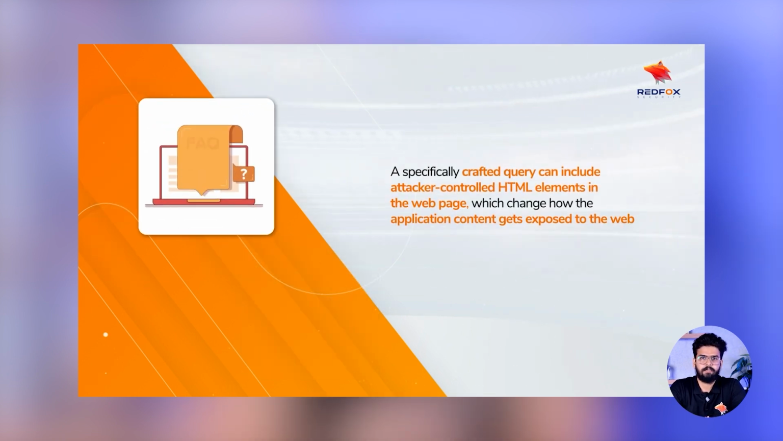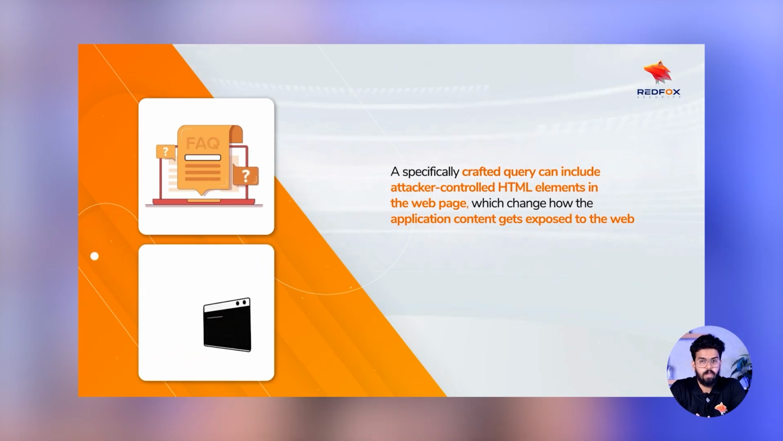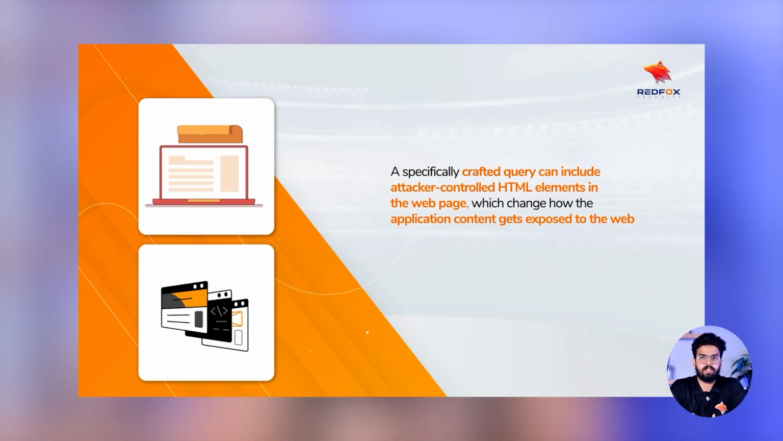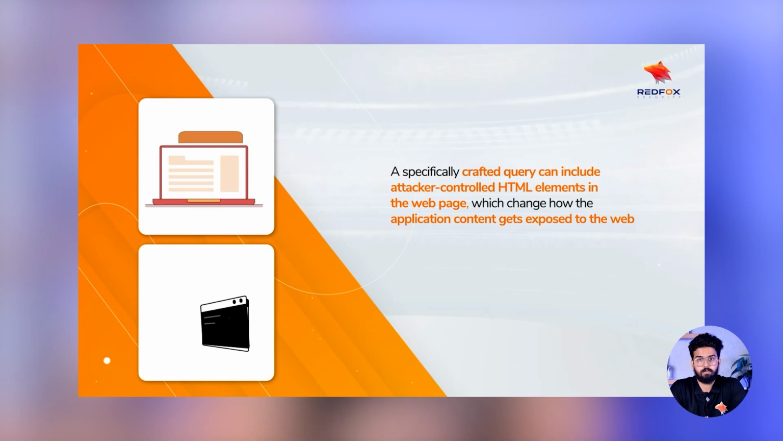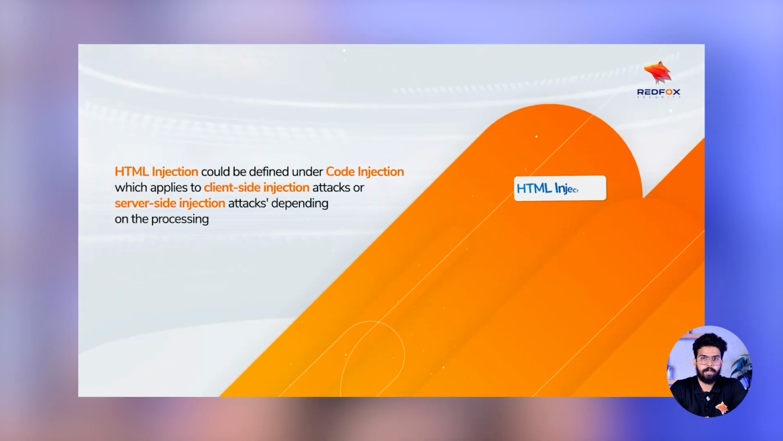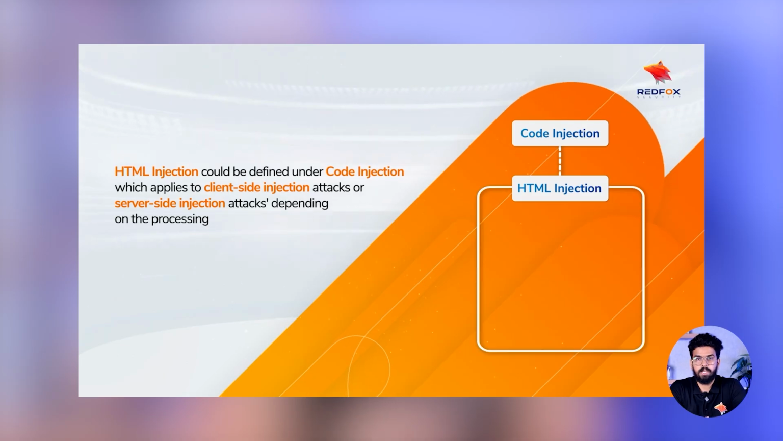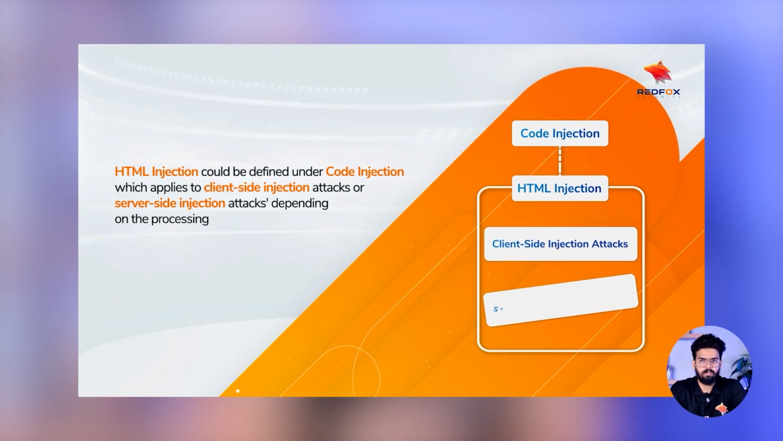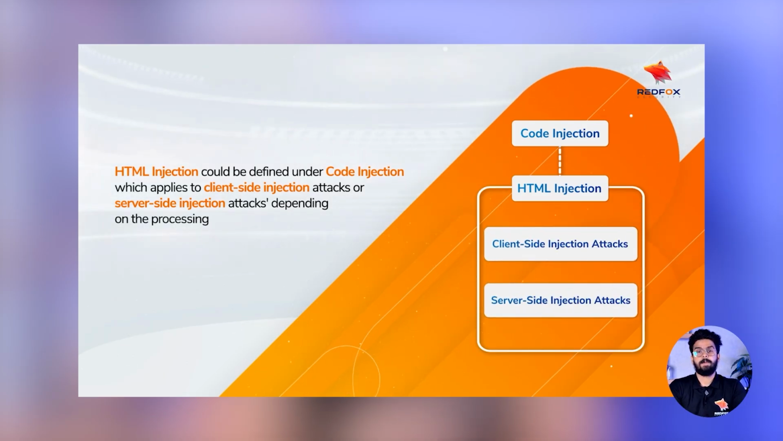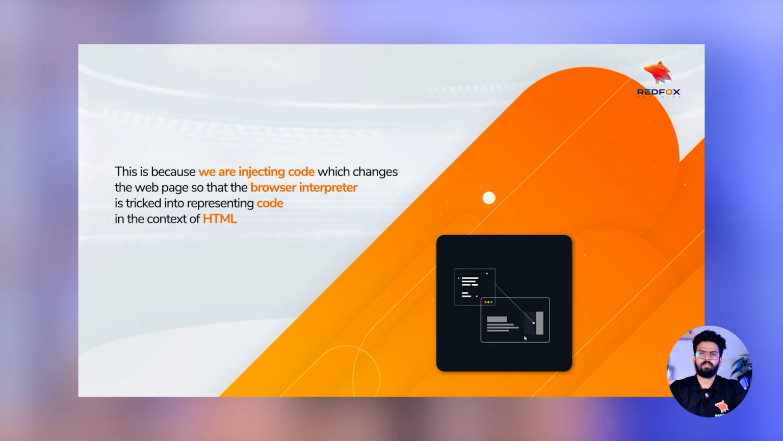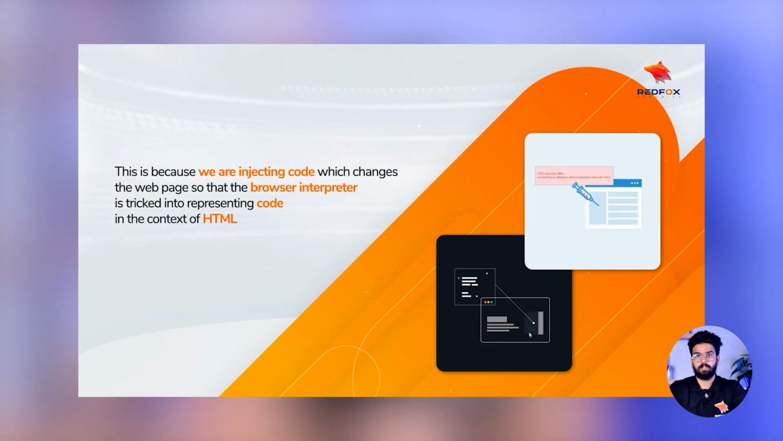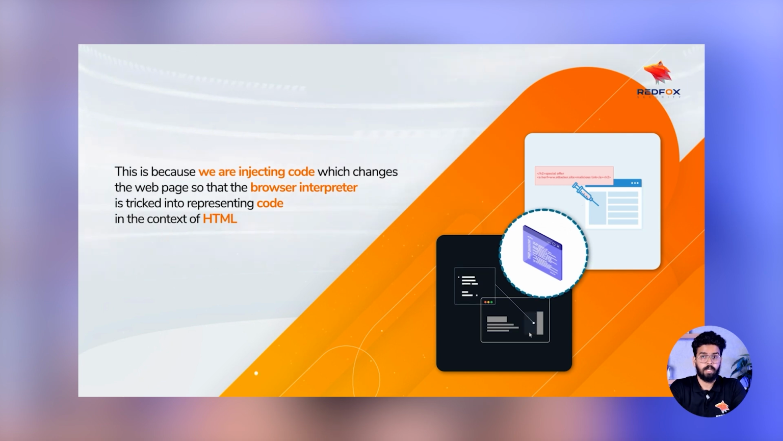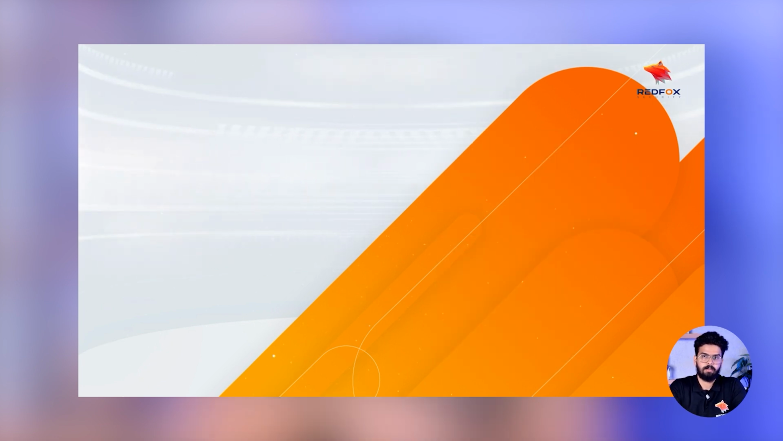Now, a specially crafted query can include attacker-controlled HTML elements in the web page, which change how the application content gets exposed to the web. HTML injection could be defined under code injection, which applies to client-side injection attacks or server-side injection attacks, depending on the processing. This is because we are injecting code which changes the web page, and the browser's interpreter is strict in representing code in the context of HTML.